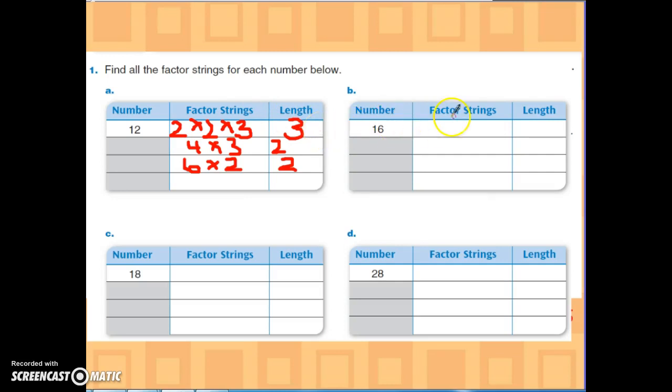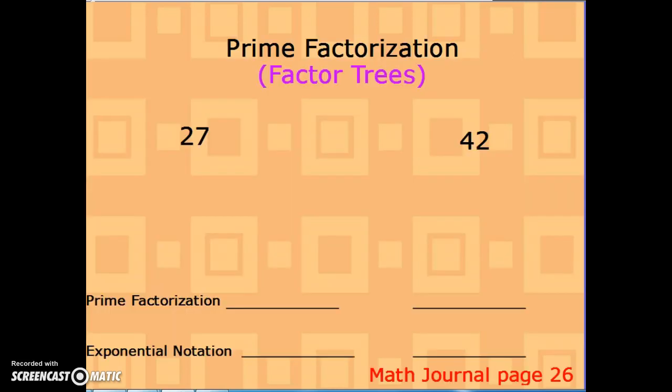So you're going to go through and find different ways to make factor strings for each of these numbers, and then write the length of the string, counting up the number of factors it takes to make that number. Another way to find prime factorization without making all of those factor strings is to do what we call factor trees. So we're going to make kind of like a little pine tree here.